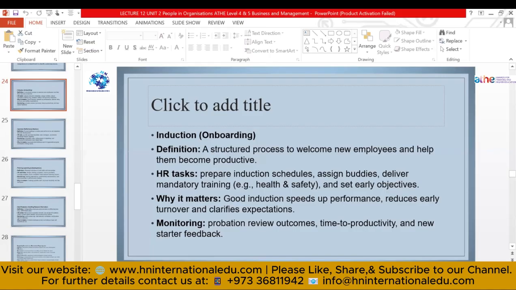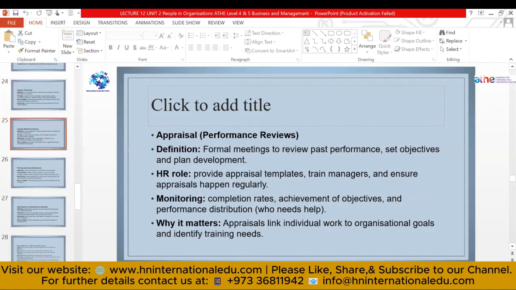Why it matters: good induction speeds up performance, reduces early turnover, and clarifies the expectations. It makes sure that your designation, how you need to work, and things are sorted out at an early stage. Monitoring: probation review outcomes, the one which we have proposed, time to productivity, how many hours we need to work in a day, and new starter feedback. Like we ask people now whether they are teaching right or not, even in the education sector as well.